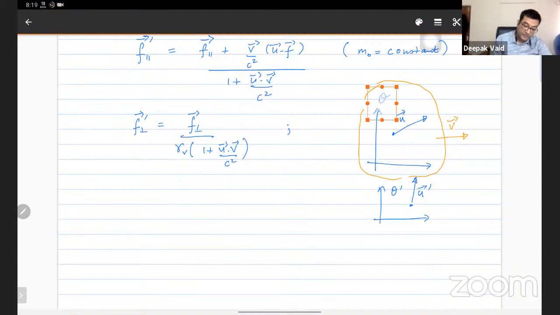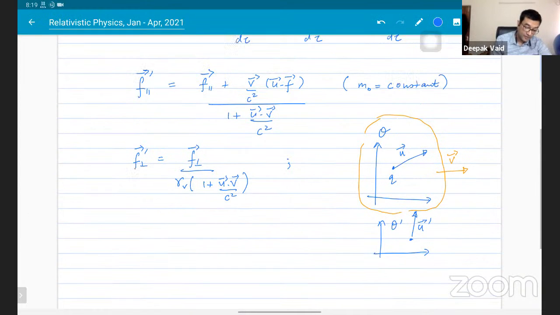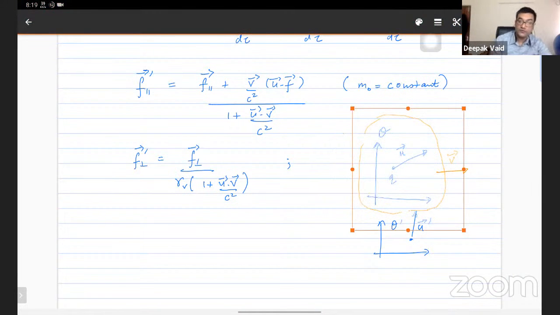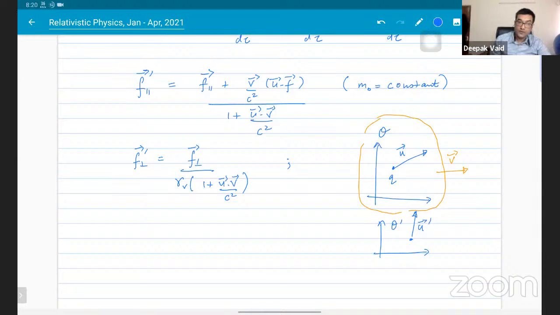So you have some frame of reference O. In O, there is some particle Q. Q is moving with respect to O, as seen by O, with some velocity U. That is what this U is doing over here, okay? What is V? V is the velocity of the whole frame of reference O with respect to some other frame of reference O prime, okay?